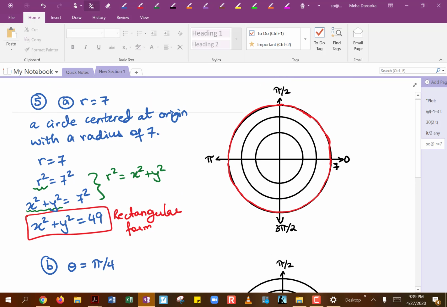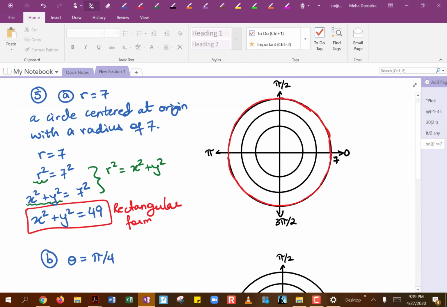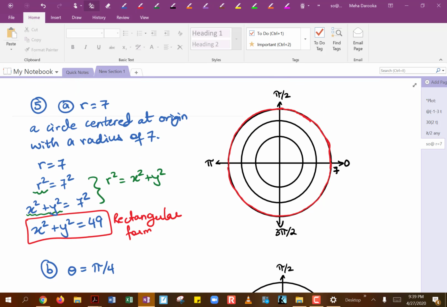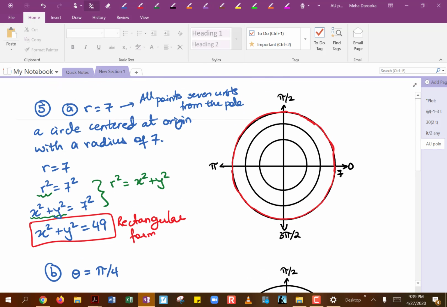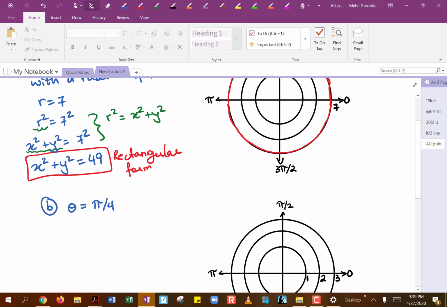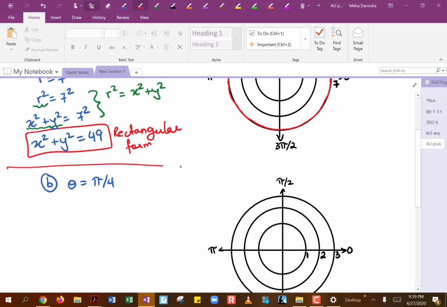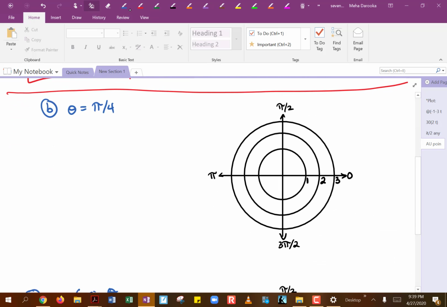Okay. So the other way to describe this would be all points 7 units from the pole. And of course that would be the same graph for both our polar form and rectangular form. Okay, so that's going to be our part A. Now let's look at part B over here.